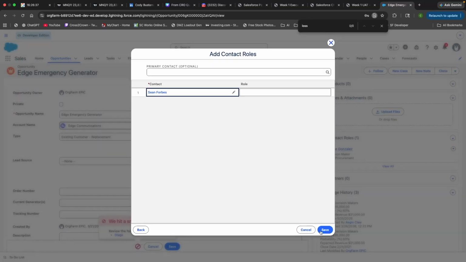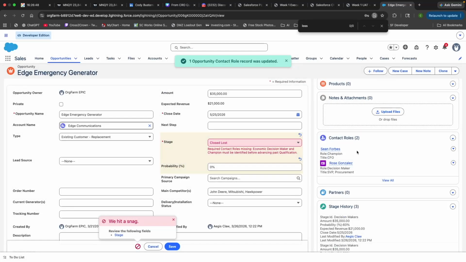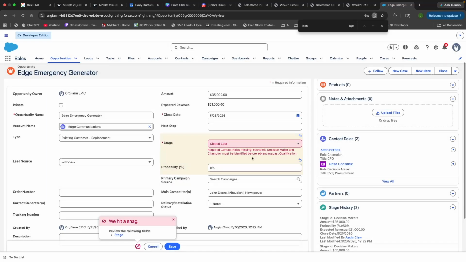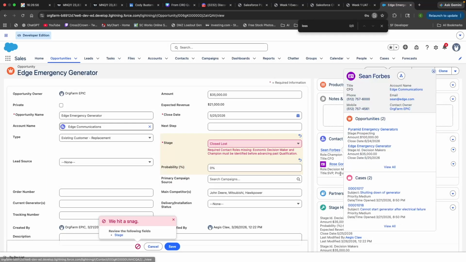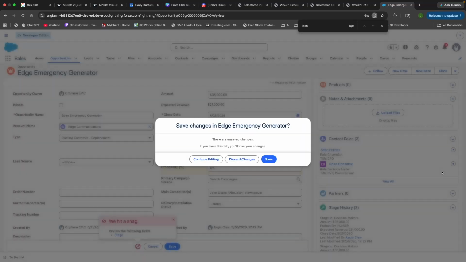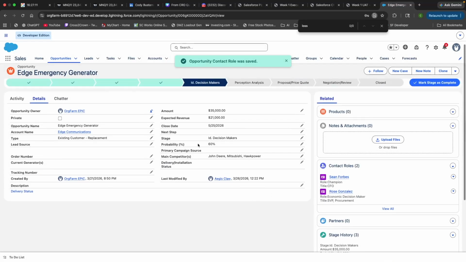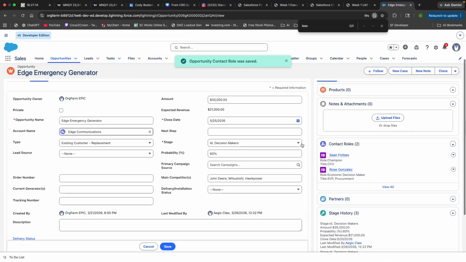Okay. Economic decision maker. Oh, okay. There we go. Okay, so champion. I have to change the other one from decision maker to economic decision maker. Oops. Did I miss something? Economic decision maker. Okay, we added those two. Oh, I see. It was saying, do you want to save? Okay, so added those two.